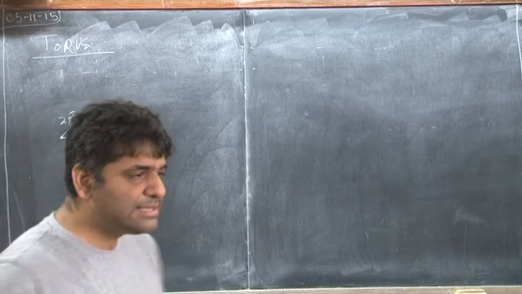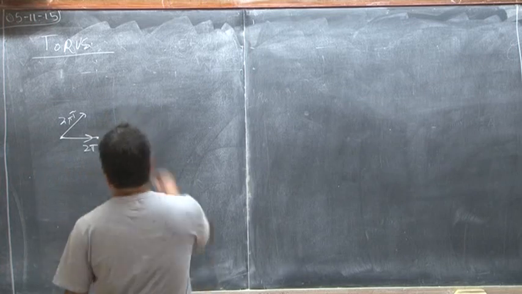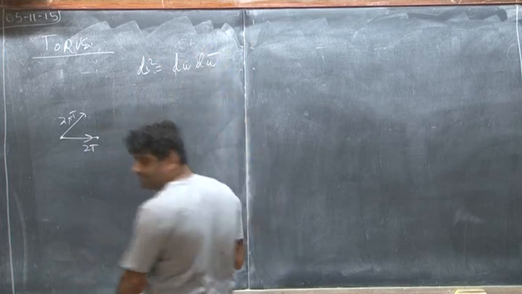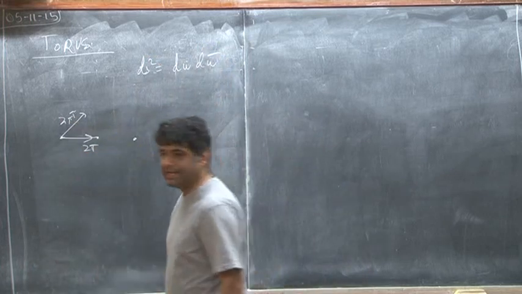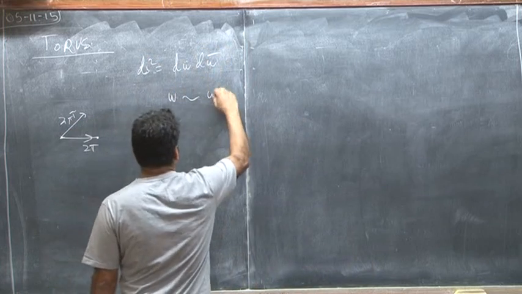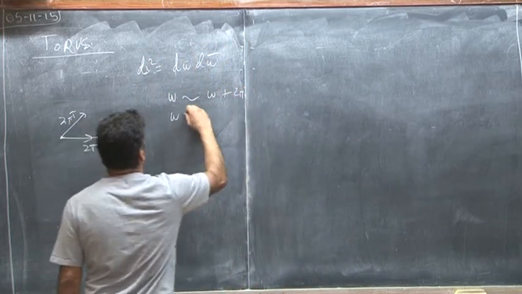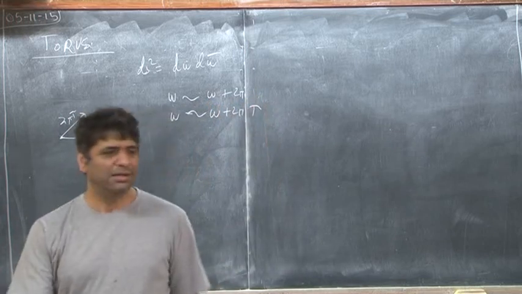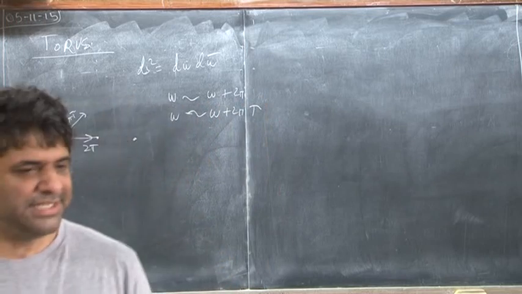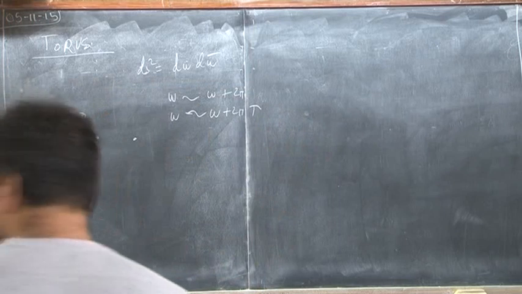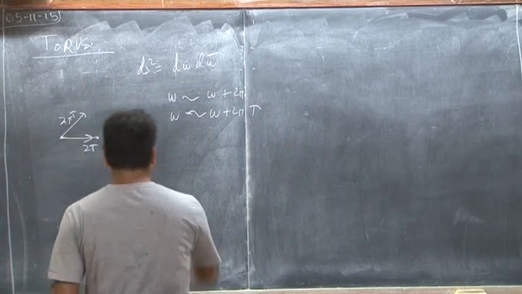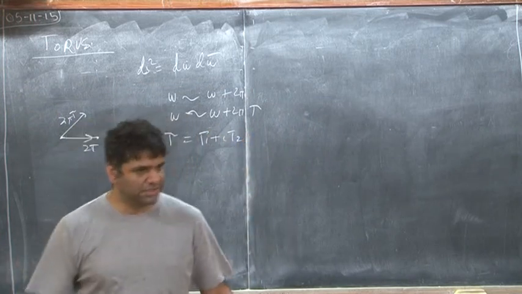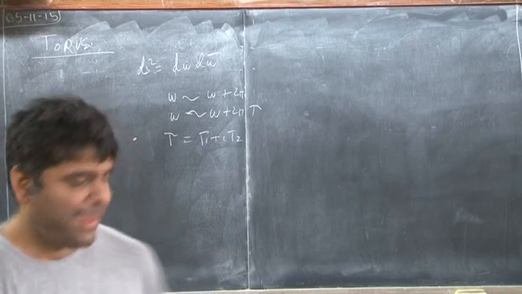So for us, the torus will be given by the metric ds squared equal to dw dw bar, with the identification that w is to be identified with w plus 2 pi, and w is to be identified with w plus 2 pi tau. And tau is an arbitrary complex number, because if tau is a real number, that's a degenerate torus. So tau 2 should be nonzero. We'll often write tau equals tau 1 plus i tau 2, and we'll require tau 2 to be positive.